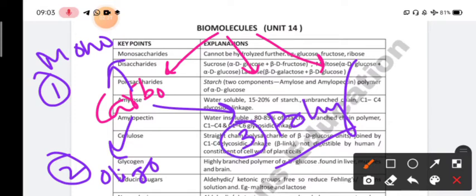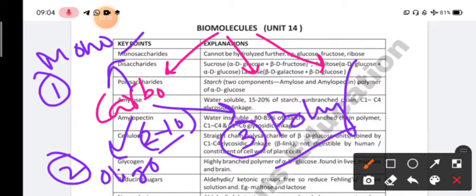What happens after hydrolysis? If a carbohydrate cannot be hydrolyzed further, then it will be called a monosaccharide, like glucose or fructose. Any carbohydrate that cannot be hydrolyzed further is called a monosaccharide. If the carbohydrate can be hydrolyzed and forms 2 to 10 monomers, then it will be called an oligosaccharide.